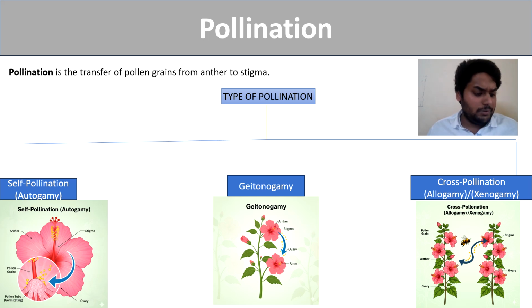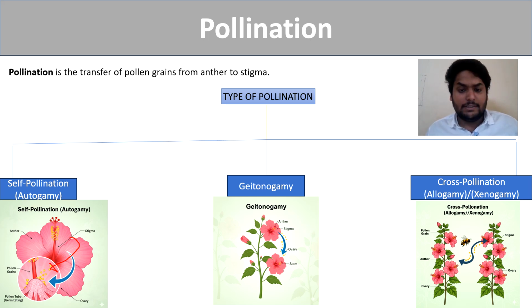So basically in autogamy, what happens? There is the same plant, as you can see in the figure, the same plant and then the same flower. Same plant, same flower, and pollination occurs. In self pollination, no genetic variation occurs.